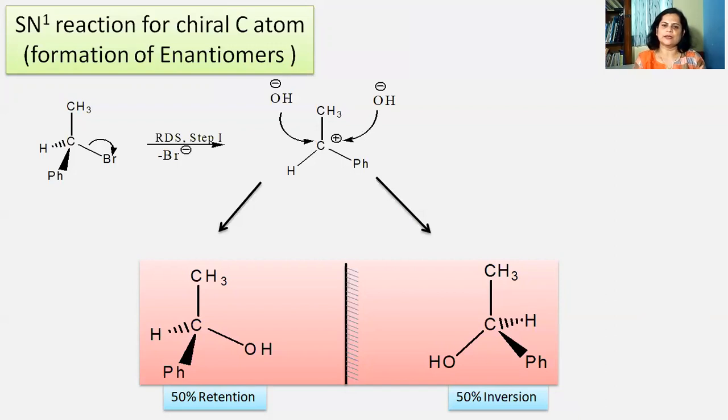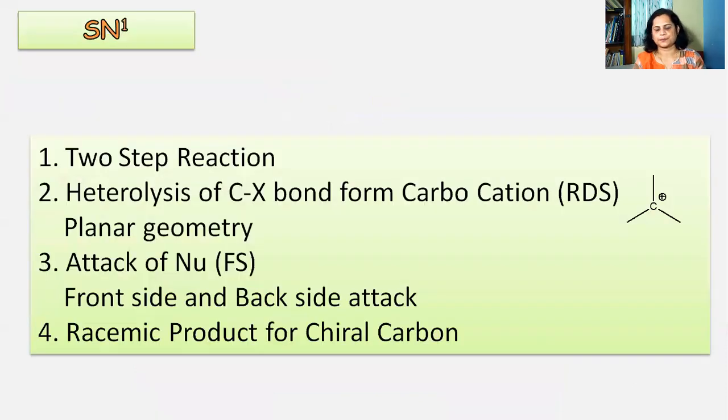What we get here is one dextro form and one laevo form, an equimolar mixture of dextro and laevo form. That means the formation of a racemic mixture. We can also see these are enantiomers of each other, and the formation of the racemic form takes place in SN1 if the carbon is a chiral carbon atom. So the steps involved in the SN2 mechanism, it is a two-step reaction.